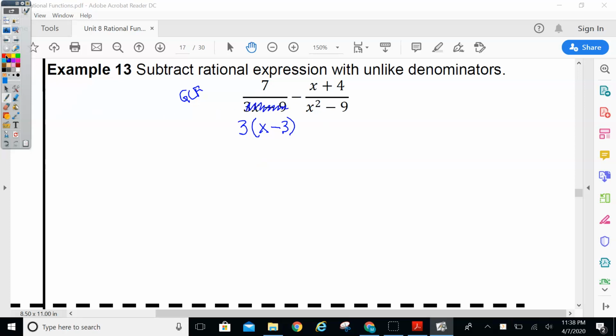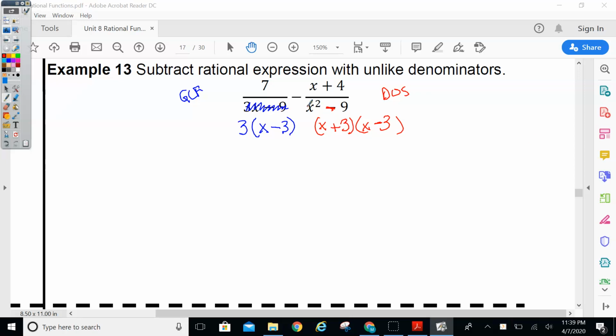Here, it's a minus sign. Perfect square. So this one's a difference of squares. Difference of squares factors into plus minus. And then you just take the square root. Square root of x squared is x and x. Square root of 9, 3 and 3.